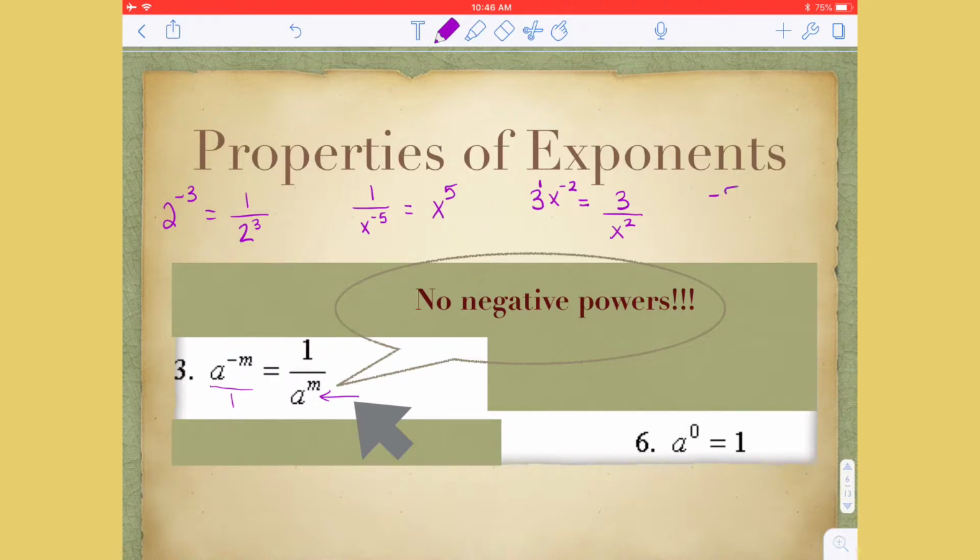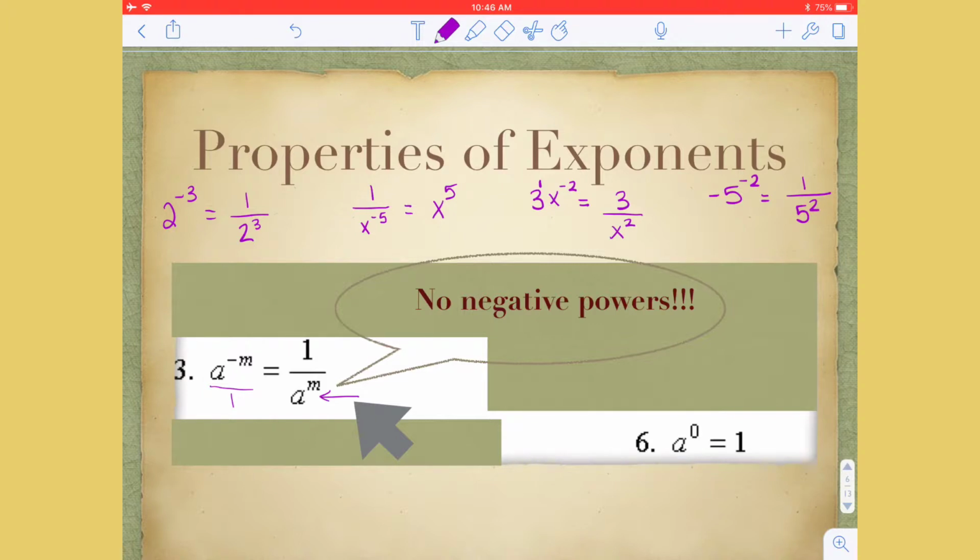Another circumstance that you could have is something like negative 5 to the negative 2 power. This rule is talking about the power. It is not talking about the value of your base. So I know that I'm going to want to move that to the bottom of my fraction in order for that exponent to become positive.